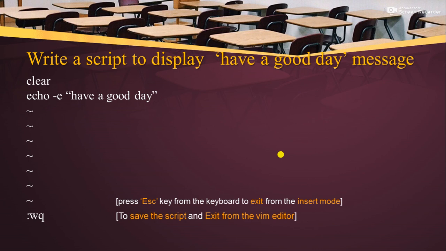If we use only :w, the file is only saved and we will still be present in the script. If we use only :q, it will exit from the script without saving the file. Over here we have used both, :wq. That means it will save the script and exit from the Vim editor.